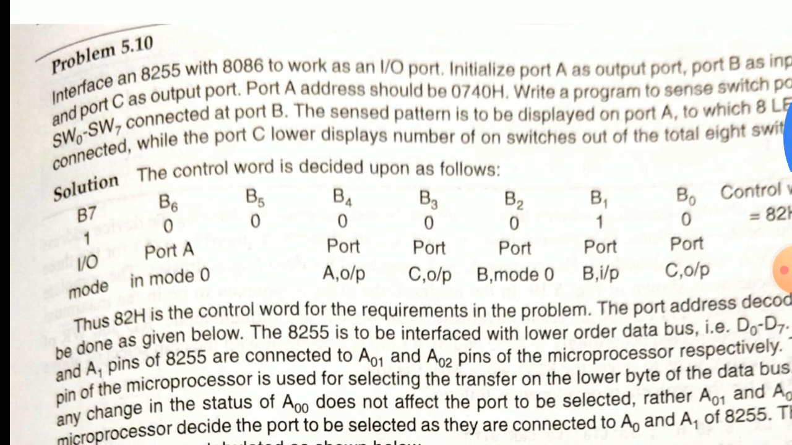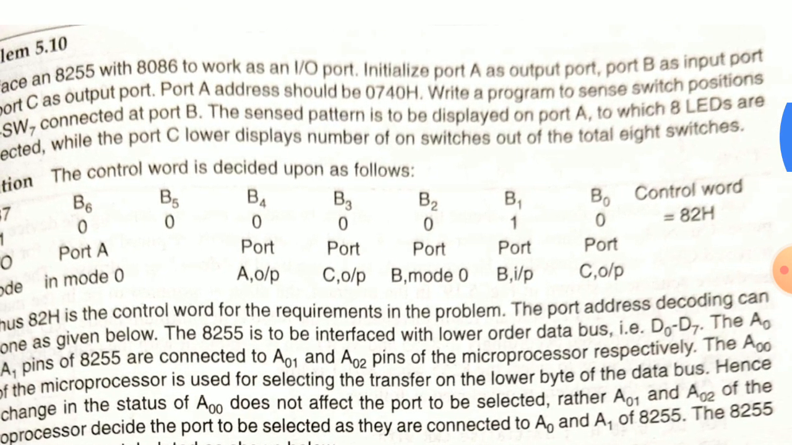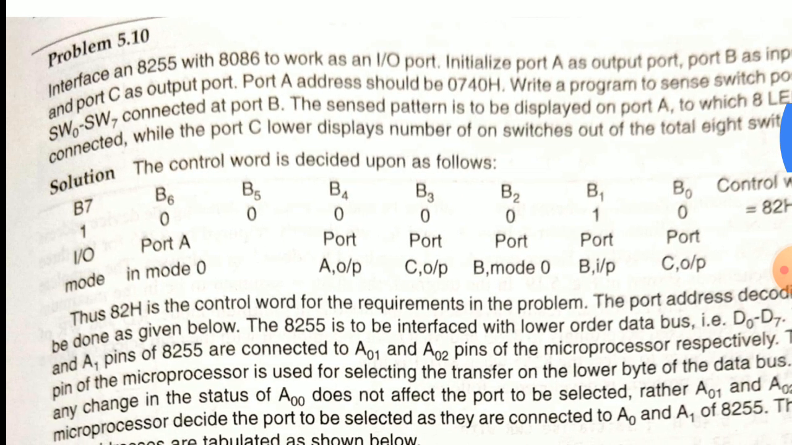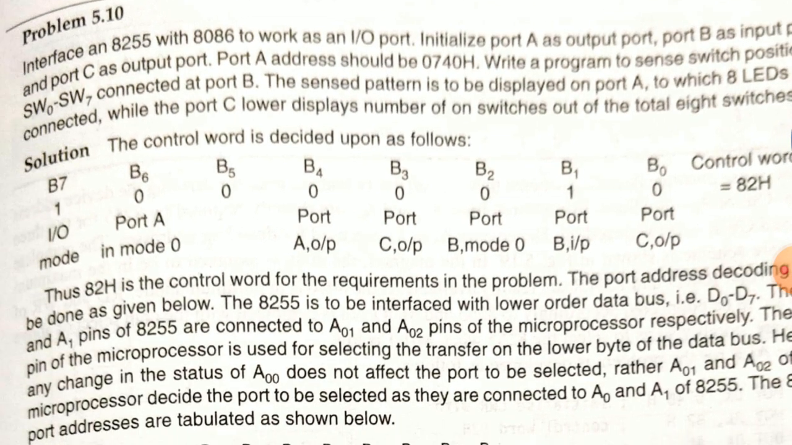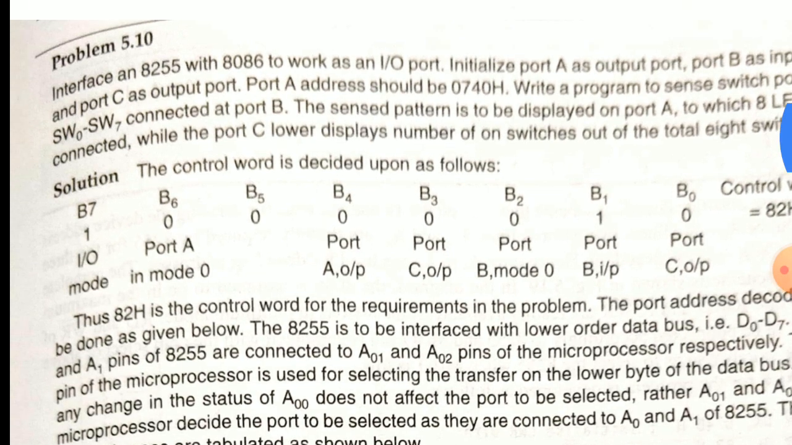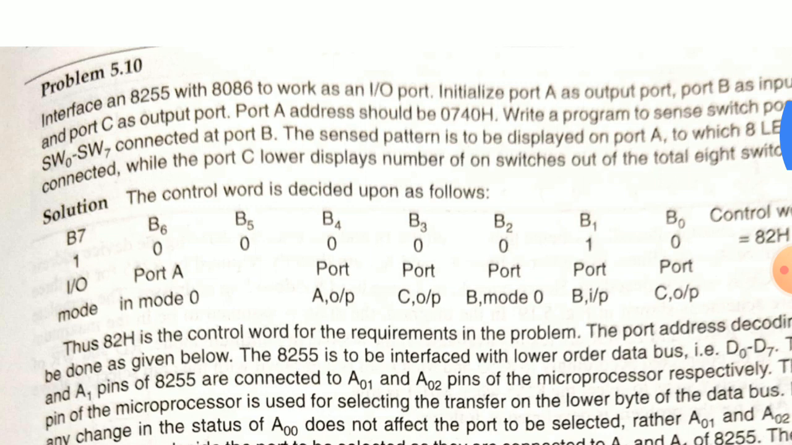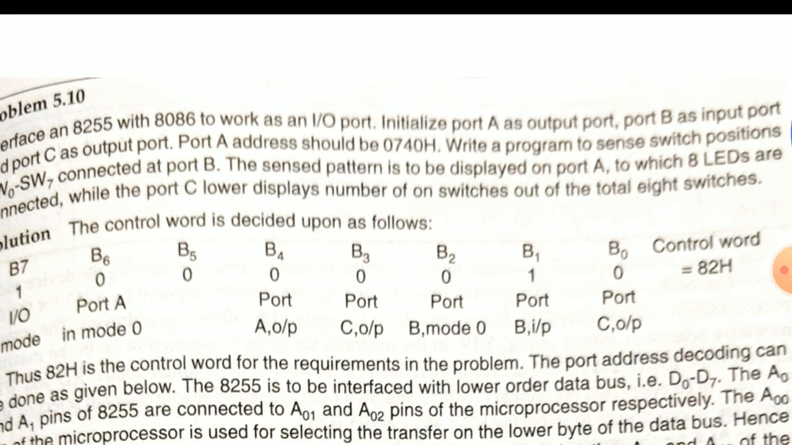According to this format, what is the value required to load on the control word register? 1000 is the 8, 0010 is the 2. So the value required to load in the control word register is 82H. Whenever we load this 82H into the control word register, the programming is done as per our requirement, for the tasks we need to accomplish.